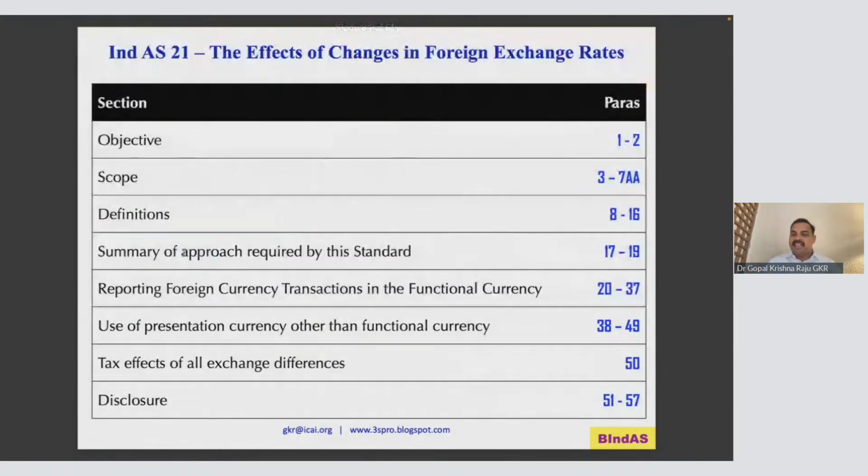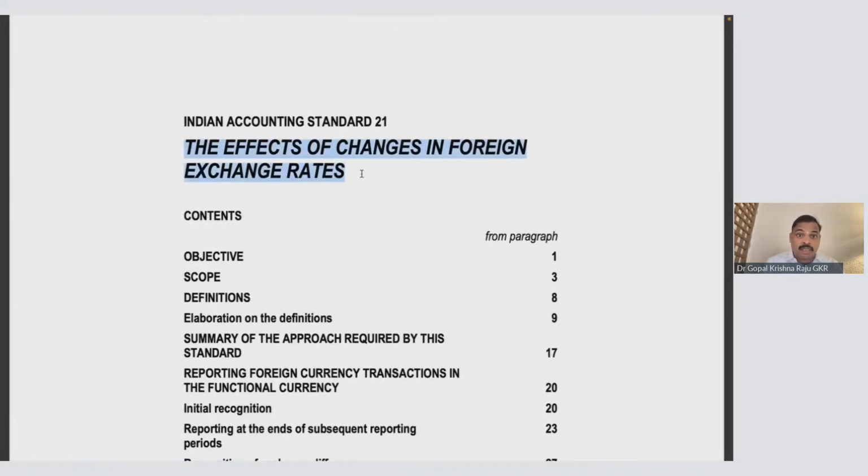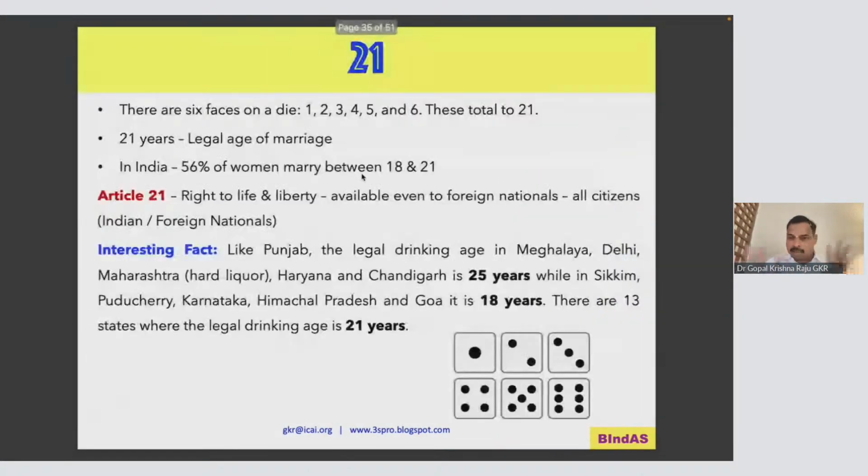I have a few case studies also to discuss, but we have a paucity of time. So I will now take you to Ind AS 21. This is another very, very important standard. 57 paragraphs. Guys, you have 57 paragraphs. The effects of changes in foreign exchange rates. The same Ashok Leyland balance sheet I will show you with respect to forex rates. Now, understand what this standard is all about. Then things will be very clear for you.